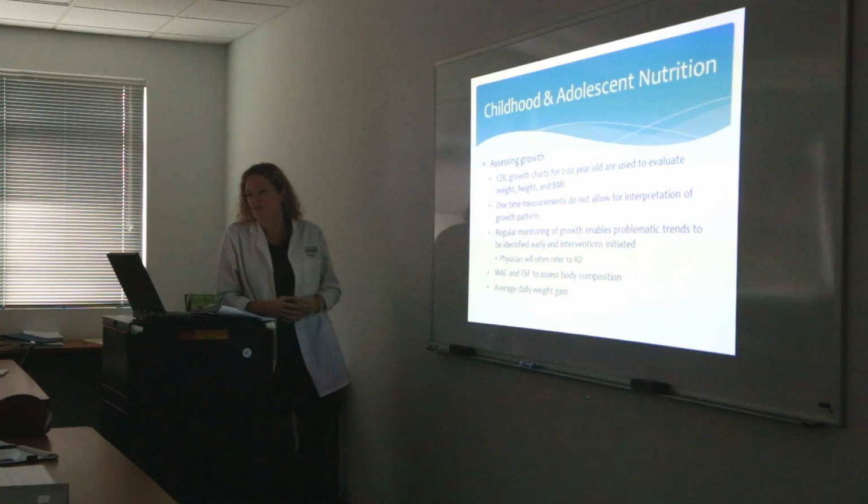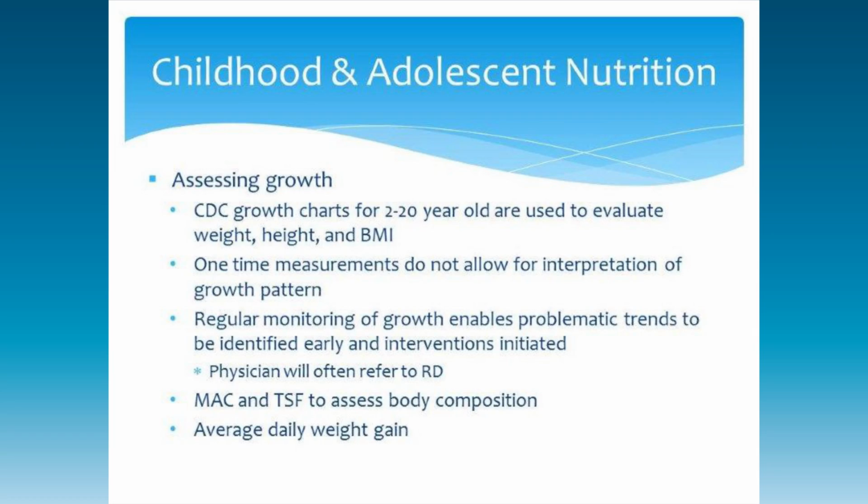So for assessing growth for this age group, we're going to use those CDC growth charts, the 2 to 20-year-old ones. So we're going to plot their weight, their height, and their BMI. So for this age group, we do calculate BMI. If you just put one measurement on there, that doesn't really tell us very much. And a lot of times, sometimes measurements are inaccurate. So it really is more helpful if you have 3 or 4, several measurements that you can try to determine a pattern over a period of time.